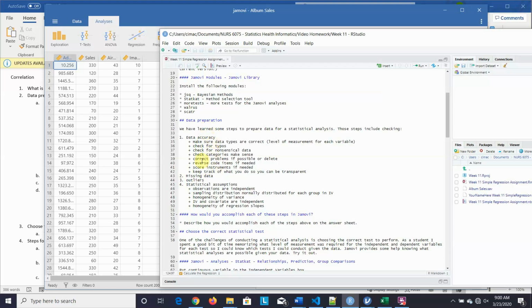Here's our regular data preparation steps. We're going to look at data accuracy, make sure that we know the level of measurement for each variable and that they're correct in our data set. There's no spelling errors in the groups. There's just nothing in there that's weird. You don't have a blood pressure of 300 over 200. Nobody's 10 feet tall. Those kinds of things. Look for missing data, look for outliers, and we'll talk more about statistical assumptions.